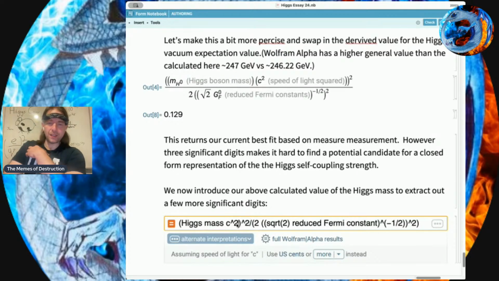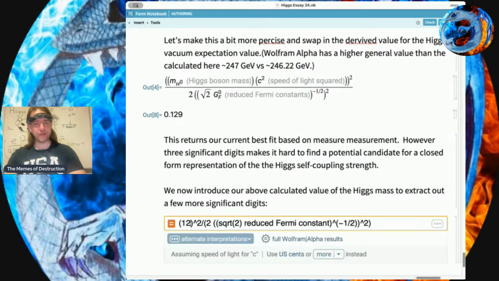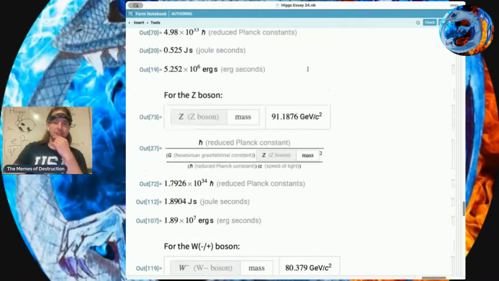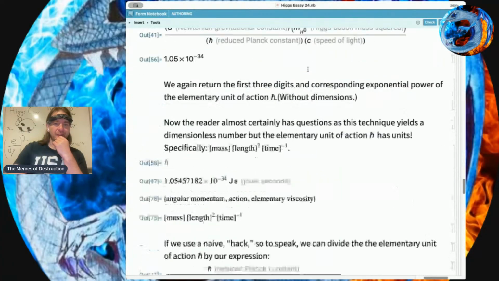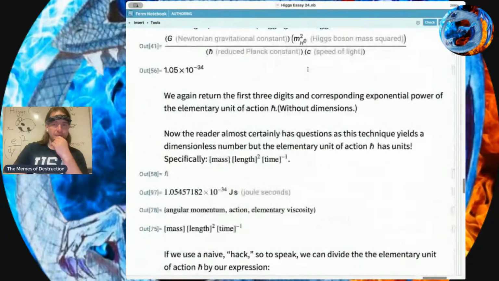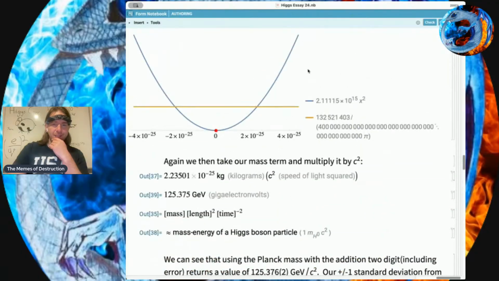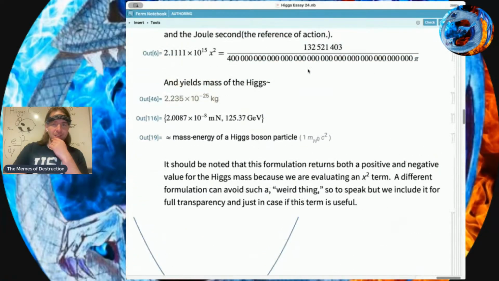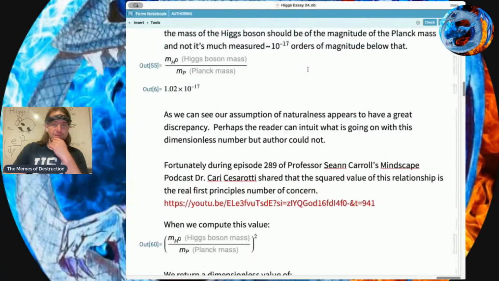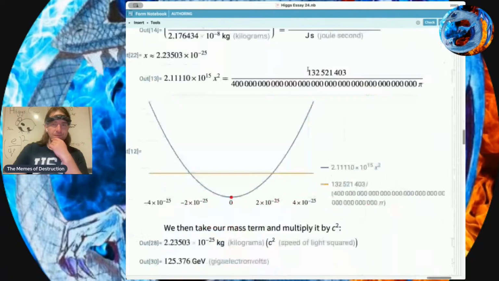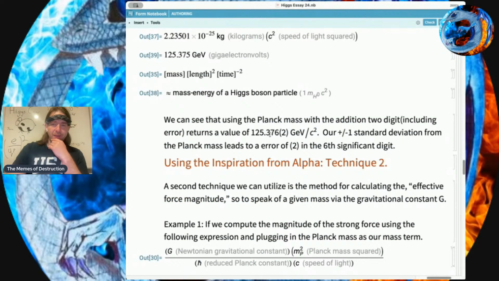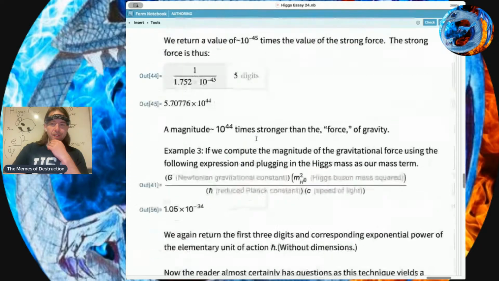All right. So go from this. We'll keep everything the same. This is measured with surprising eight digits. This is pretty amazing. So we're going to put in our value for the Higgs mass in energy. 125.376 with an error of 2 GeV.